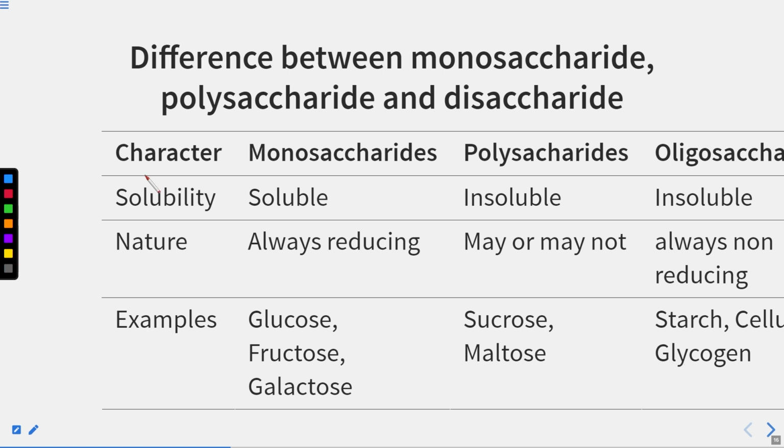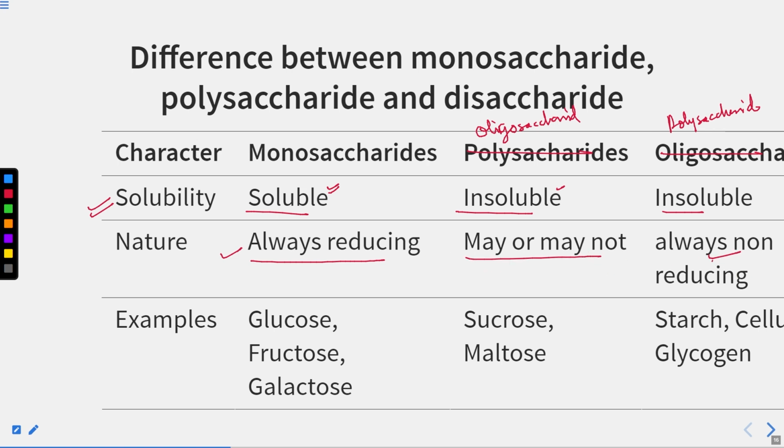Again, some more characteristics on the basis of which they can be differentiated. Solubility: they are quite soluble. Again, this is oligosaccharides, and this is the polysaccharides, right? So monosaccharides are soluble in water, oligosaccharides insoluble, and this is also insoluble. Nature: always reducing, may or may not be, but this is always non-reducing, right?